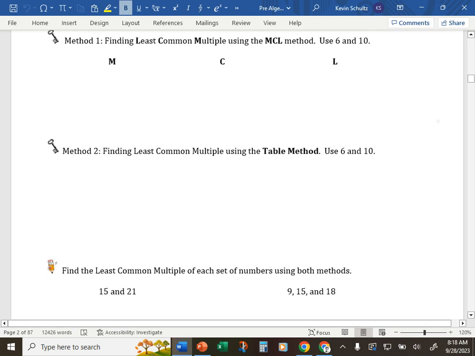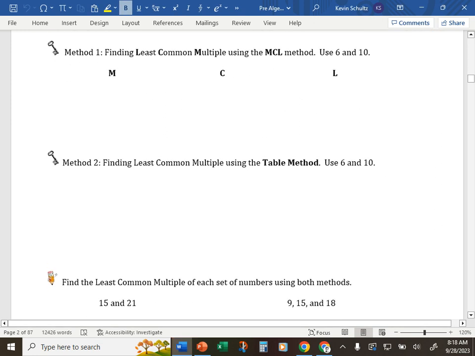Okay. So there are two methods we're going to talk about. We're going to talk about the listing method again, which is the one you probably learned last year. And we're going to talk about the table method as well, which I don't want you to confuse with the greatest common factor table method because they are quite similar. So you can pick which one works best for you. But let's use 6 and 10. And we're going to find the least common multiple by using the GCF method, basically backwards.